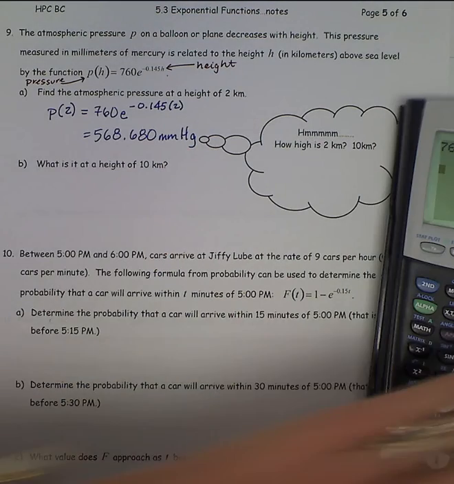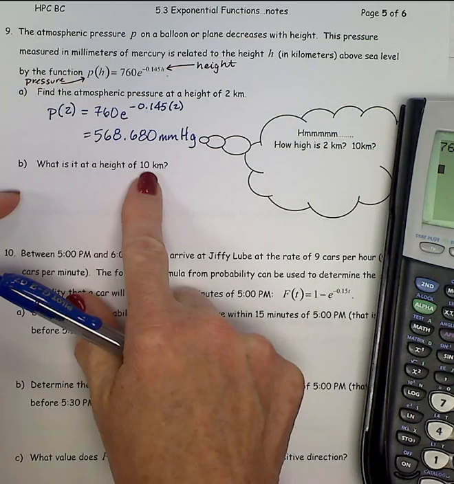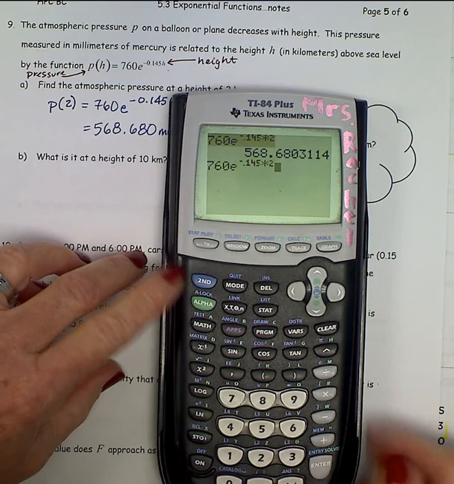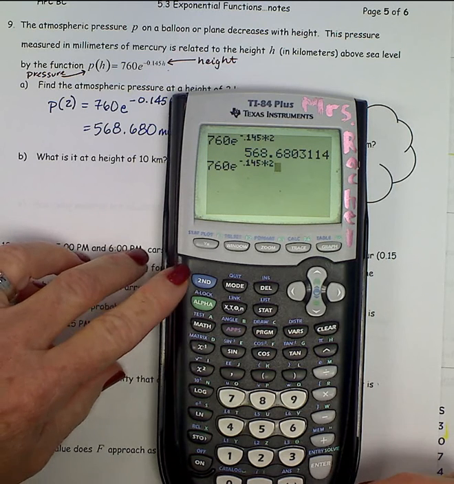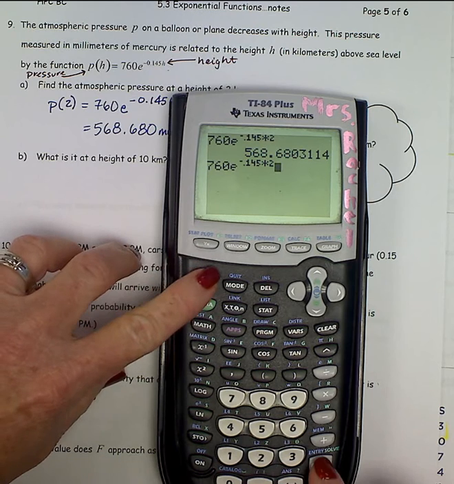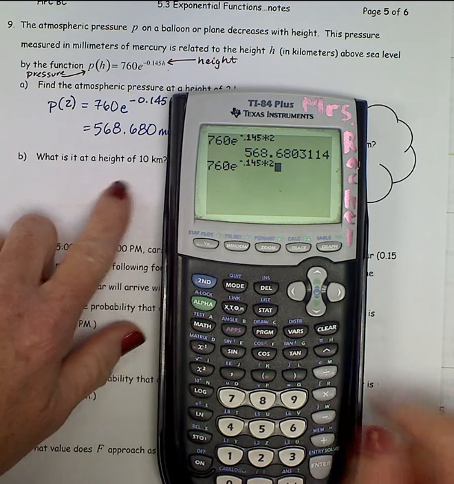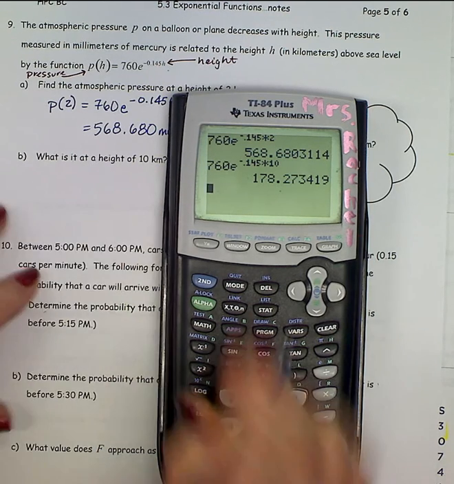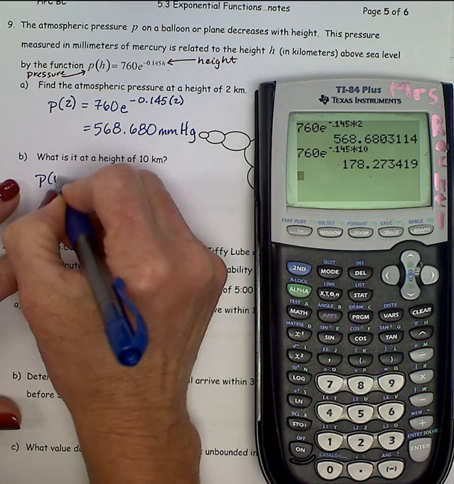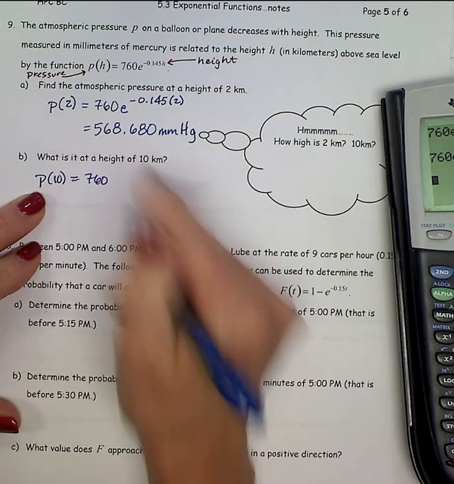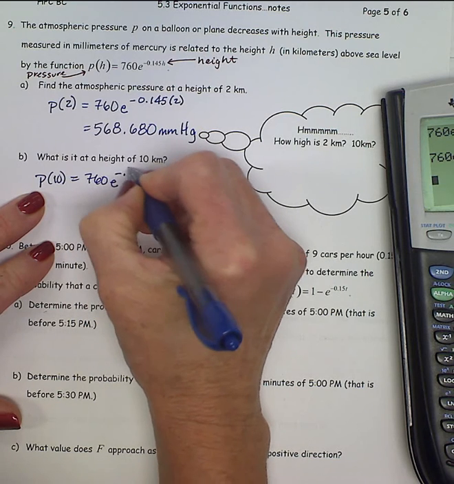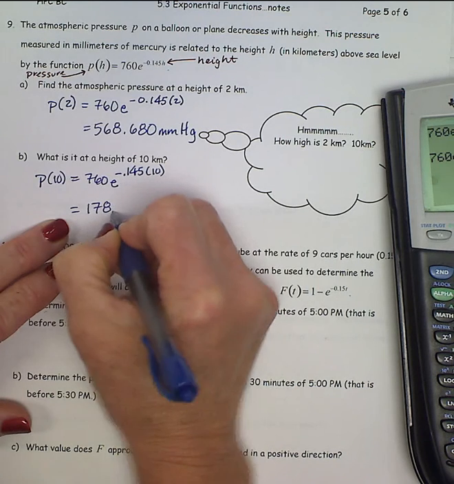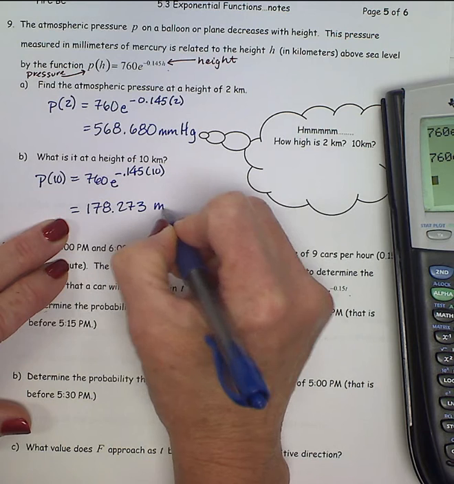Okay. All right, what is it at a height of 10 kilometers? So just arrow back up and pull that down, or if you have one of the older calculators, you just do second enter, and that will repeat the previous line as well. Then we go back in, and I'm just going to change this 2 to a 10, and there we go. So P of 10 is 760 e to the negative 0.145 times 10, and that is 178.273 millimeters of mercury.